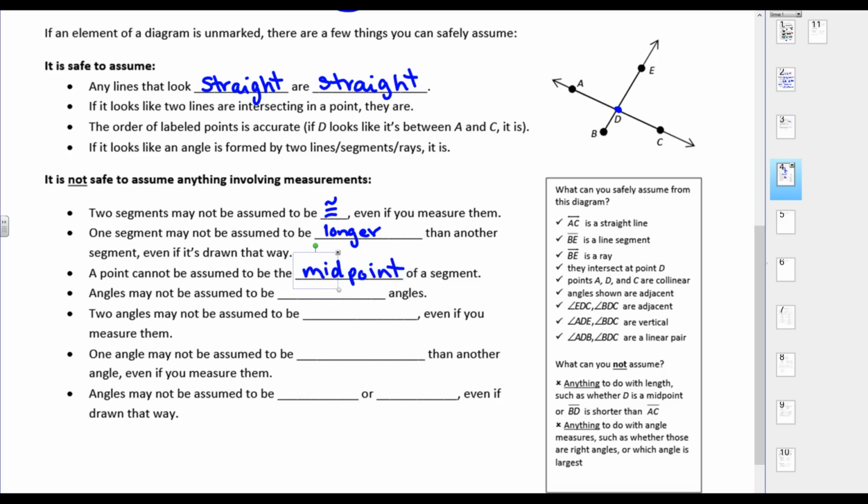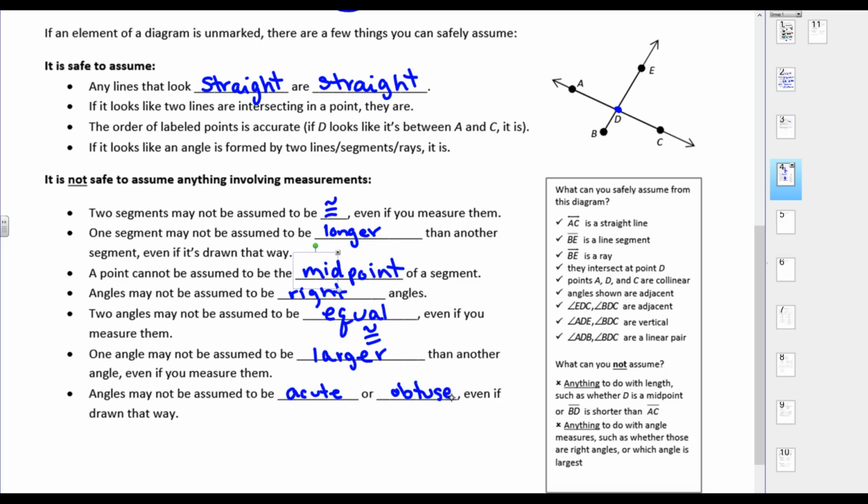Angles may not be assumed to be right angles, even if they look like they are right angles. When I look at this diagram, EDC could be a right angle, but because I haven't marked it as such, it is not a right angle. And two angles may not be assumed to be equal, even if you measure them, just like with your segments. Equal or congruent. One angle may not be assumed to be larger than the other angle, even if you measure it. And angles may not be assumed to be acute or obtuse. You can't assume anything basically about the measure of those angles.